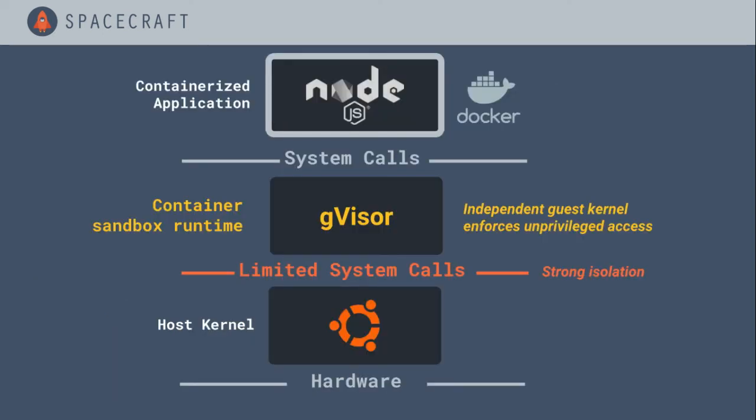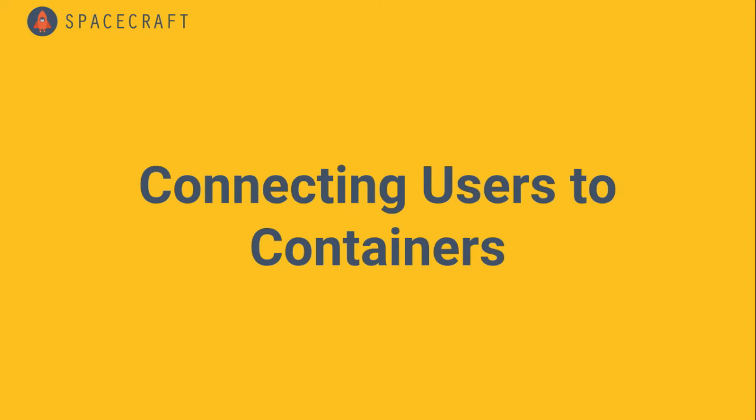So, just to briefly illustrate what I was talking about, we have our containerized application, and we're going to put a container runtime sandbox in the middle. gVisor is an open source container sandbox runtime developed by Google, and it acts as an independent guest kernel, which enforces unprivileged access. That way, when system calls go to the host kernel, we can make sure that they're all unprivileged, and minimize the attack surface even further. Now, with all that said, we want to figure out a way to connect the users to our containers.